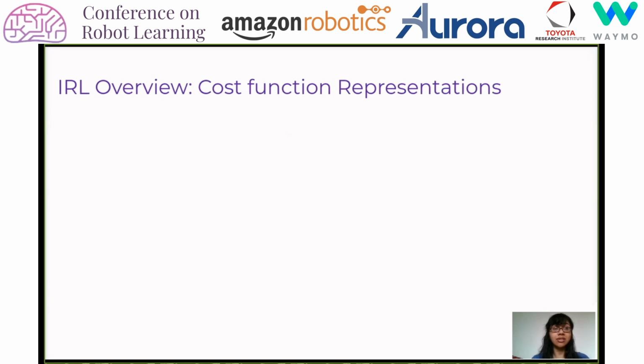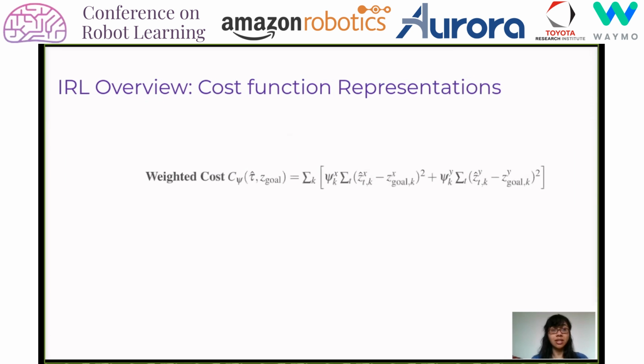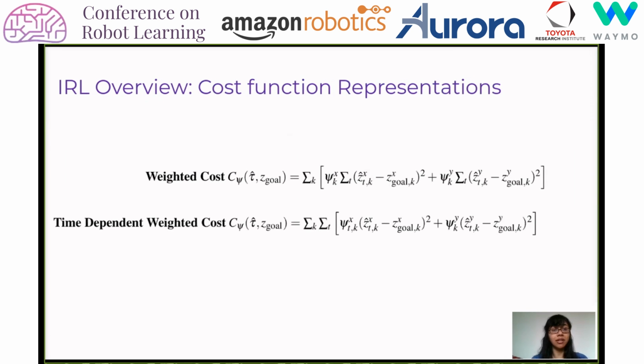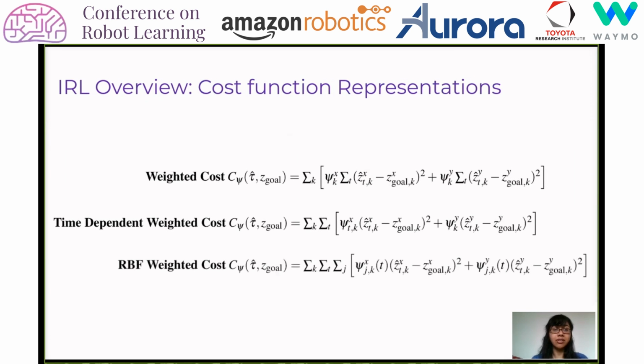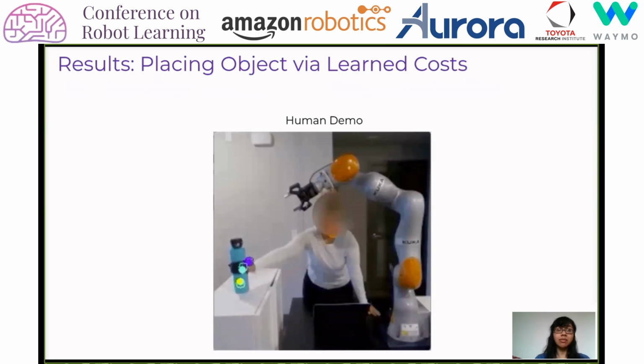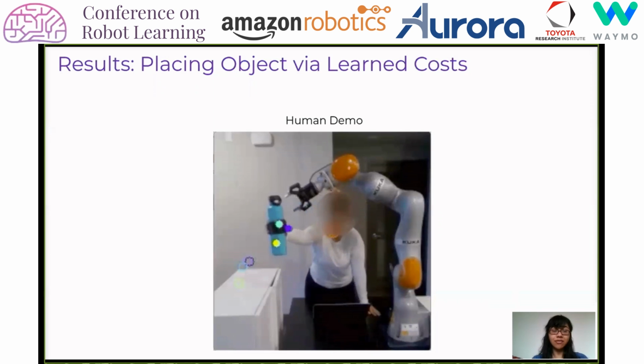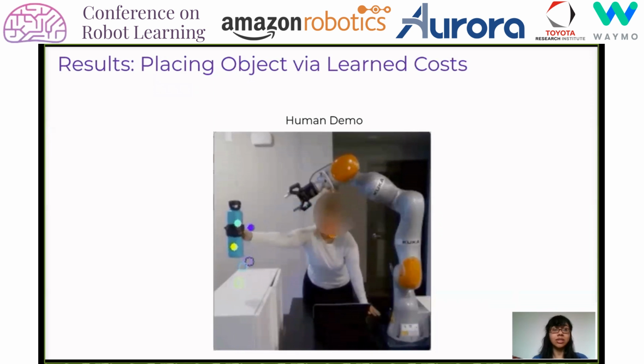We compare results on learning from visual demonstrations on different cost function parameterizations. These include the weighted cost, the time-dependent cost, and the RBF weighted cost. We compare these to a baseline cost that measures the Euclidean distance between the predicted trajectory and the goal key points. We evaluate our methods on a placing task. Our demonstration for the task consists of a video in which the user moves the object first horizontally and then vertically to place it on the shelf.